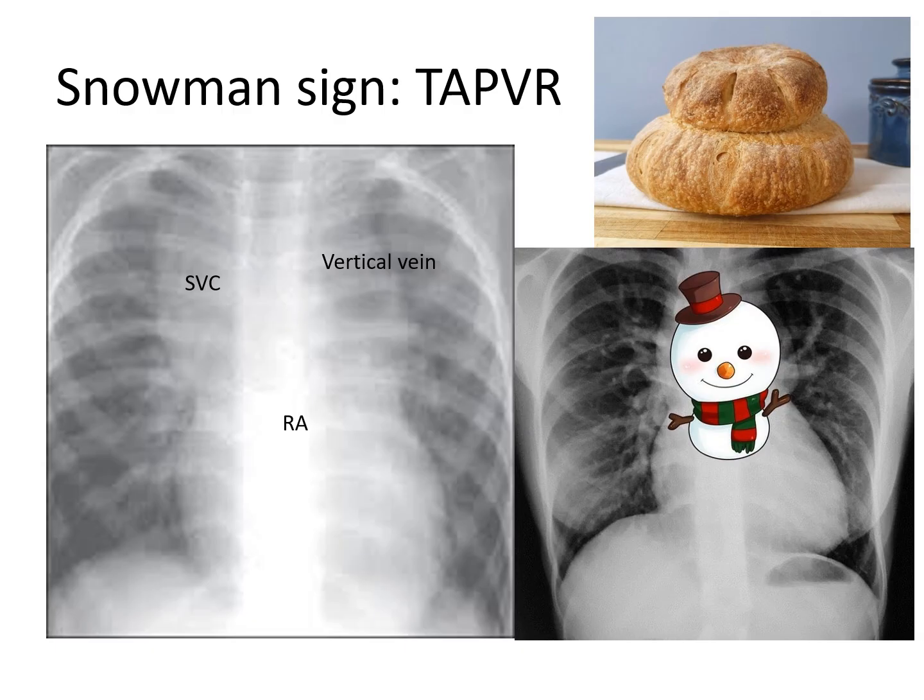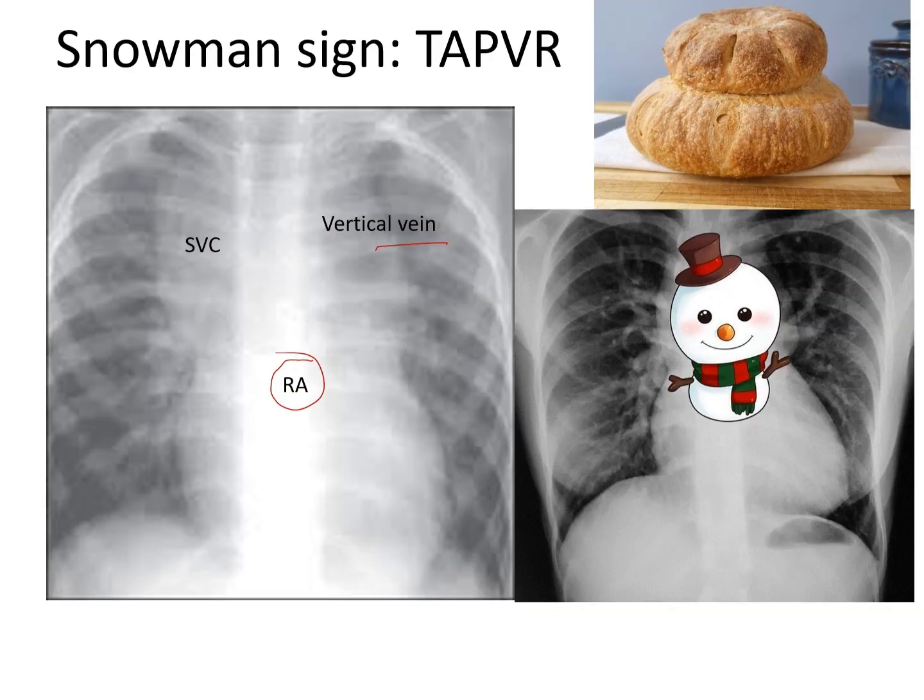The superior vena cava on the right forms the head of the snowman, and the body of the snowman is formed by the enlarged right atrium. The head is formed by this dilated superior vena cava and the vertical vein on the left side, and the body is formed by the right atrium. So this is the snowman appearance or cottage loaf heart or figure 8 sign of total anomalous pulmonary venous return. And this is only seen in the supracardiac variant, not in the others.